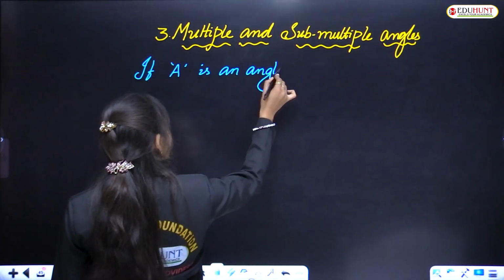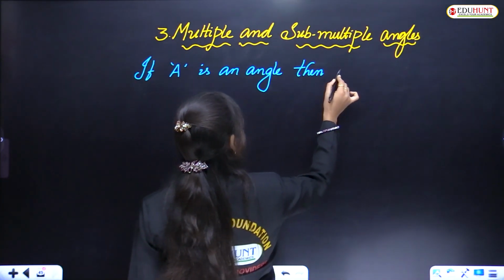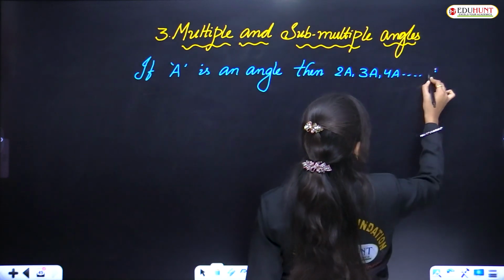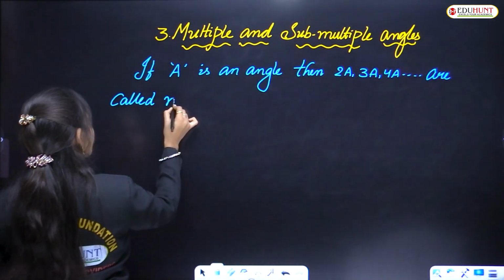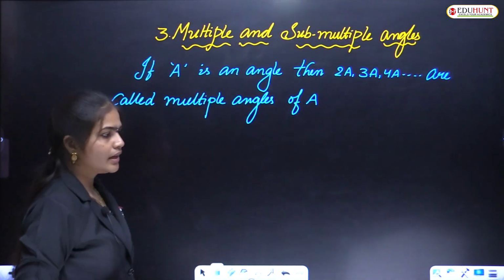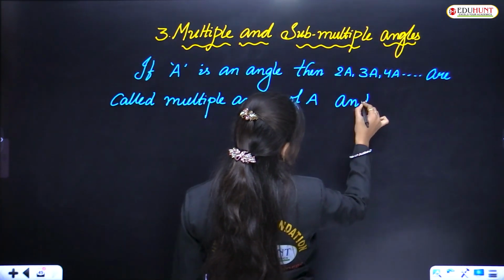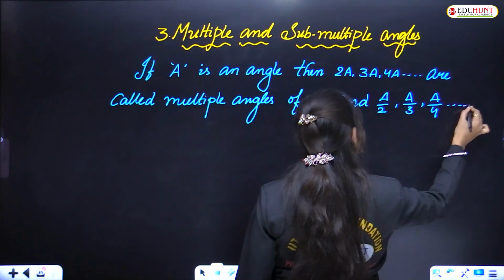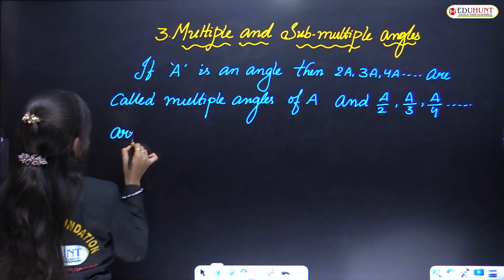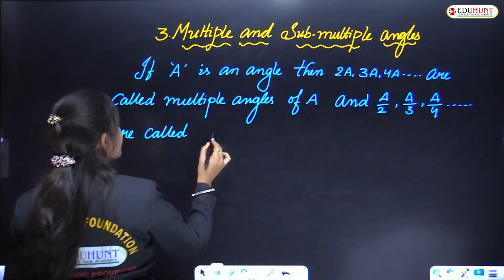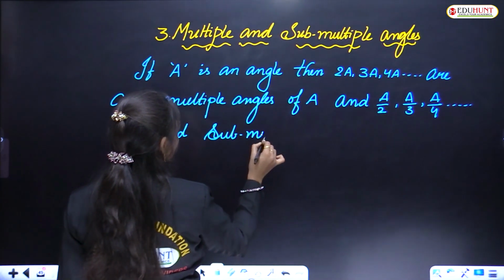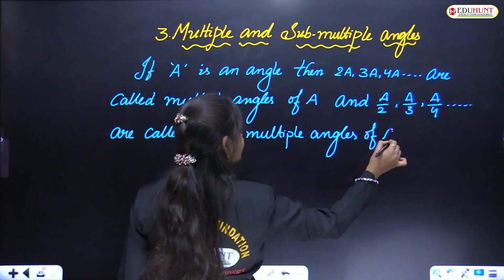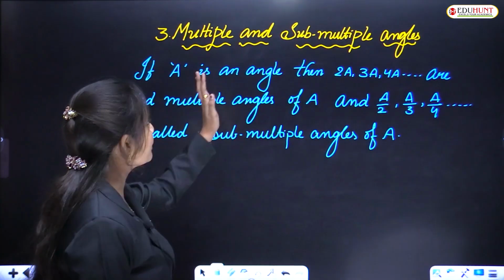If A is an angle, then 2A, 3A, 4A and so on are called multiple angles of A. And A by 2, A by 3, A by 4 and so on are called submultiple angles of A. Okay, so this is the definition of multiple and submultiple angles.